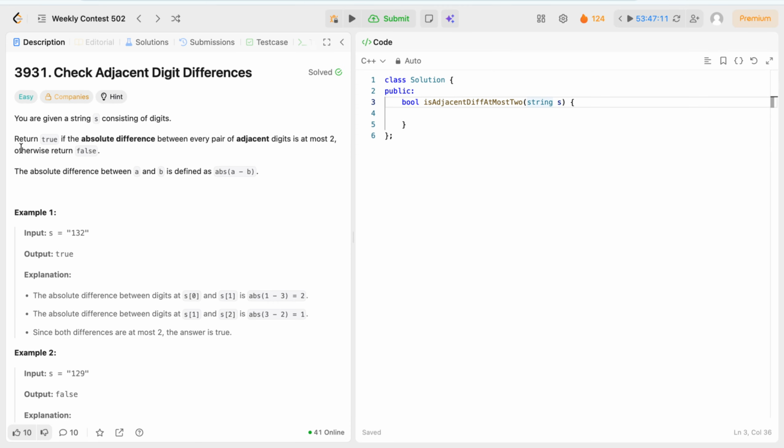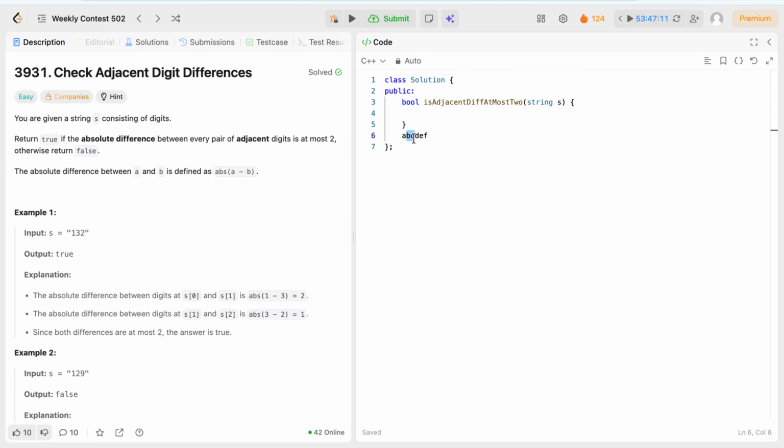Now we have to return true if the absolute difference between every pair of adjacent digits is at most 2, otherwise return false. Basically the question is saying you are given a string, and for every pair of adjacent digits, every pair means if you have A, B, C, D, E, F, the pairs will be AB, BC, CD, and EF. Just adjacent, just together. That is adjacent.